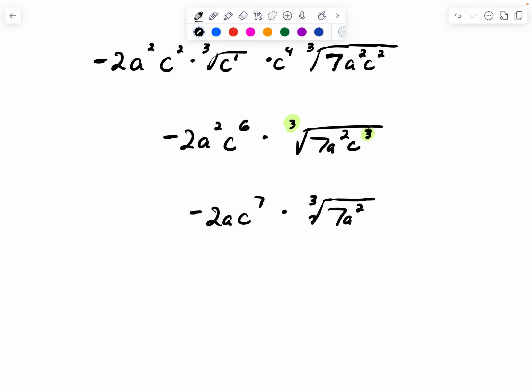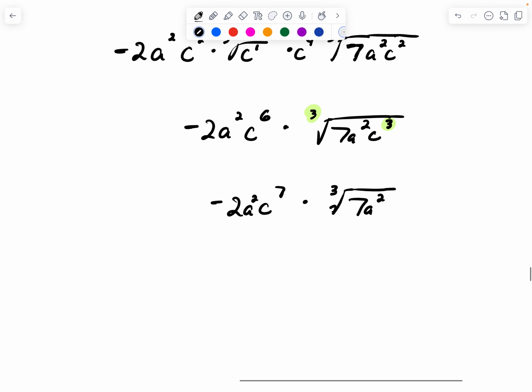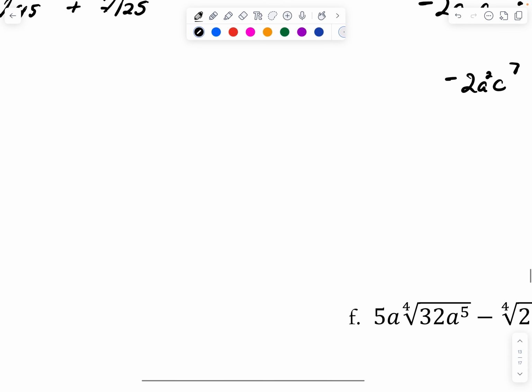Okay, if you wanted to put the, oh, I forgot my square, sorry about that. If you wanted to put the c to the 7th in front of a squared, that's fine. It's your call. Okay, let's go to the next one.